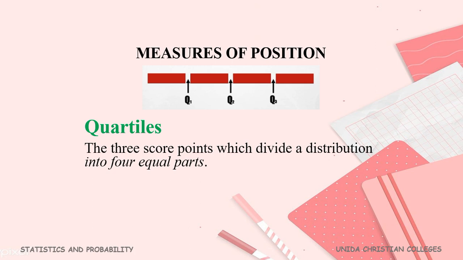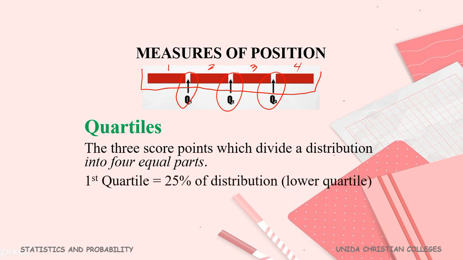So let's say this is your data. Ito po. Ito ang data mo. And then, sa quartiles, dinivide po natin yung data mo into four equal parts. We have 1, 2, 3, and 4 equal parts. And we have here 3 score points: your first quartile, second quartile, and third quartile.